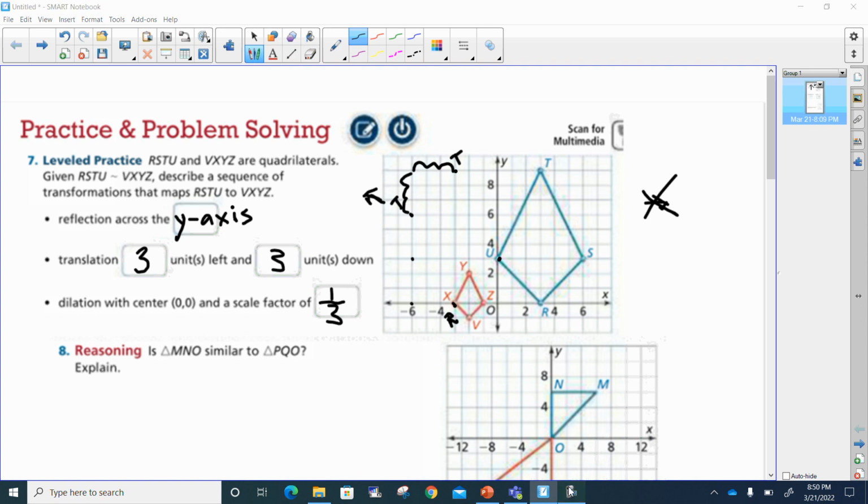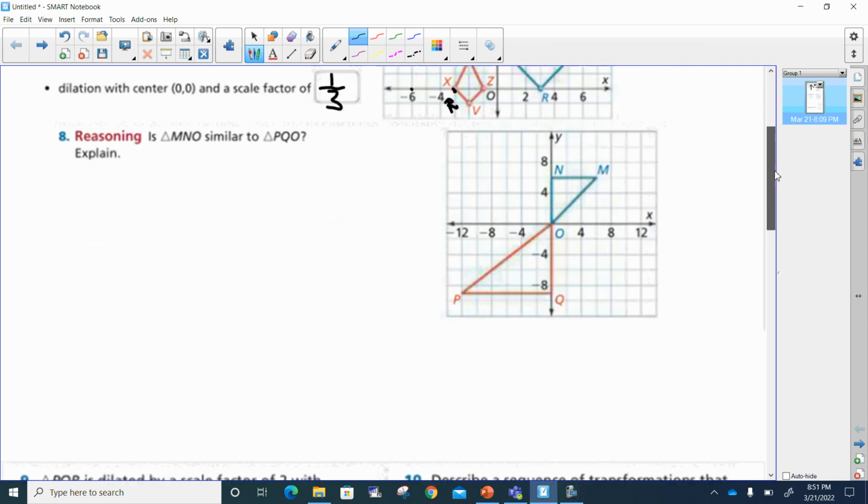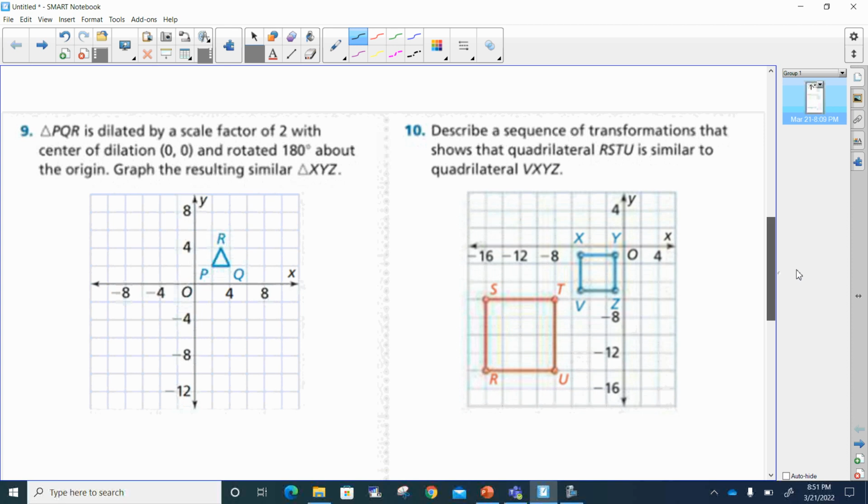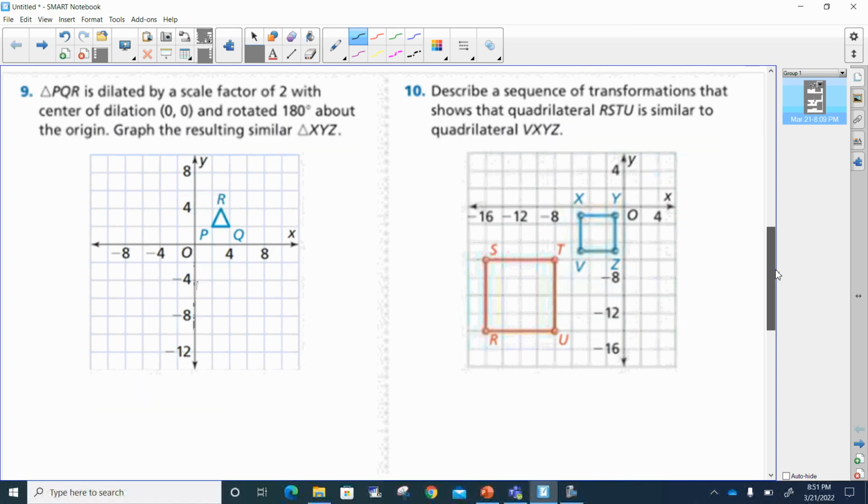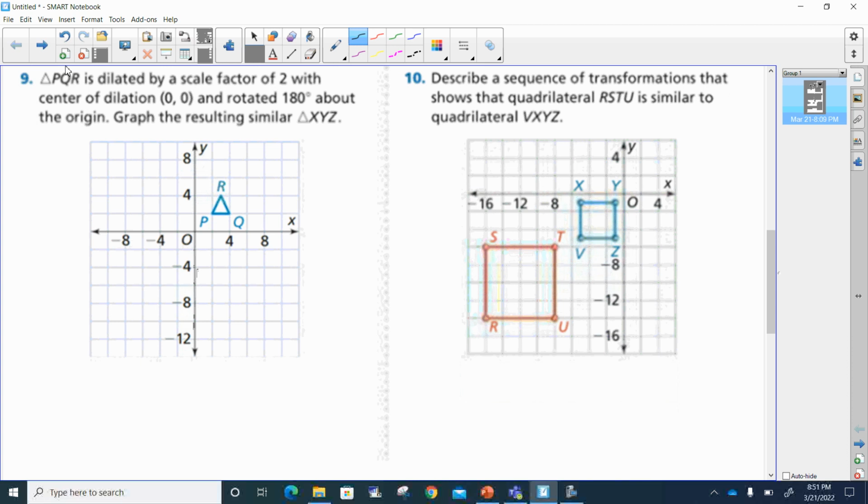All right, let's go ahead and move down. I had all the odd ones, so I got number 9 here. Number 9 says triangle PQR is dilated by a scale factor of 2 with center of dilation 0, 0. Let's start with that. If I do this, I would have to take every one of these and multiply it by 2. Well, I remember this is 2 because if this is 4, half of 4 is 2. When I do this, this is going to be 2 times 2, which would be 4. So P is now going to be here, right?